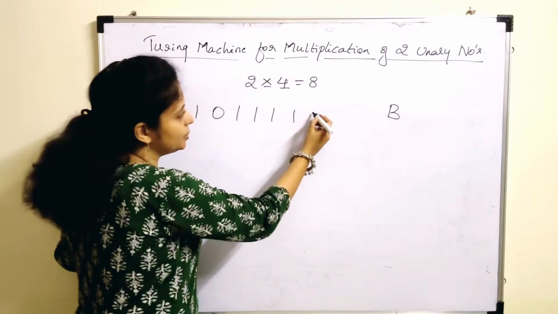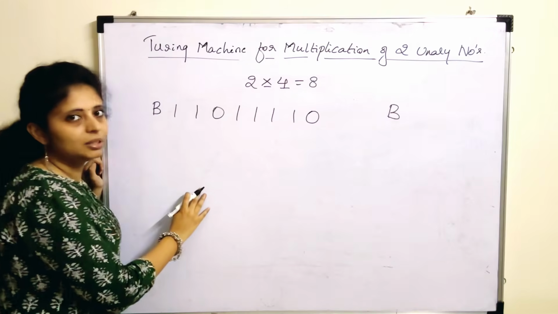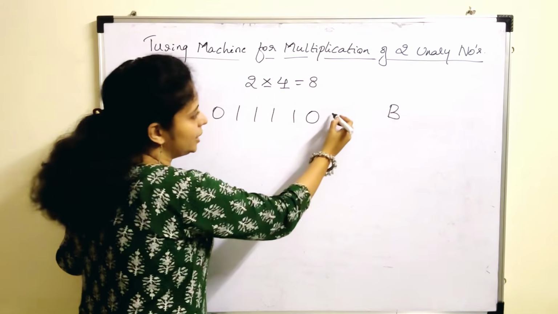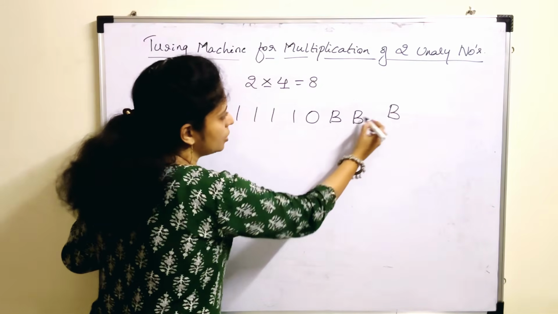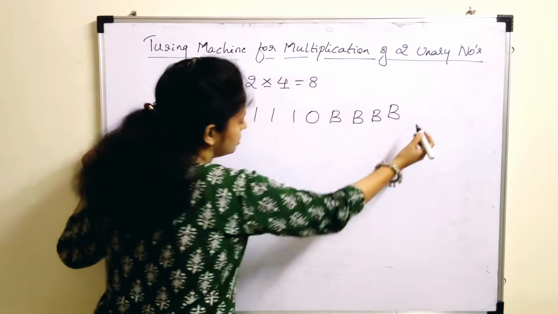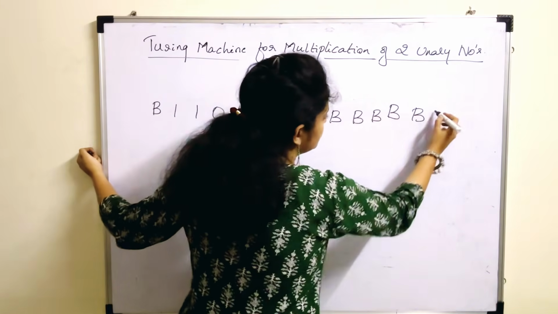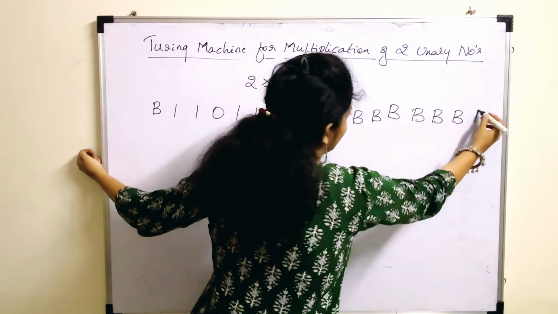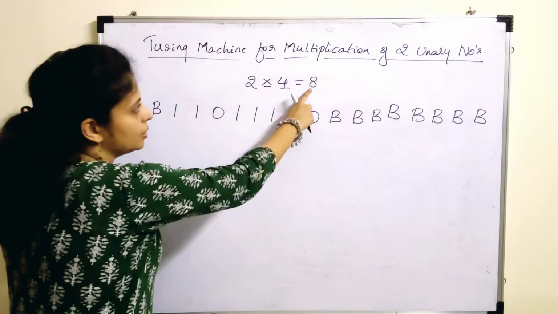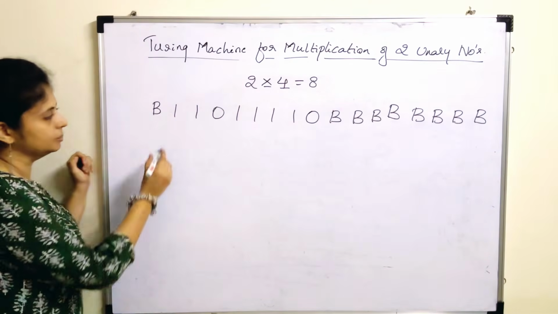So again we have separator which will be represented with 0 and this 8 should be taken as 4 blank symbols followed by 4 again. So total 8 blank symbols. 8 will be taken as 8 blank symbols.